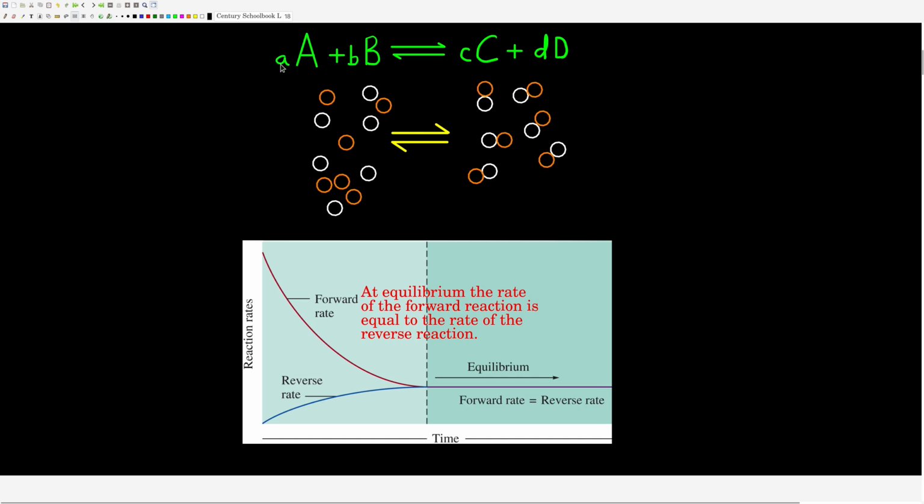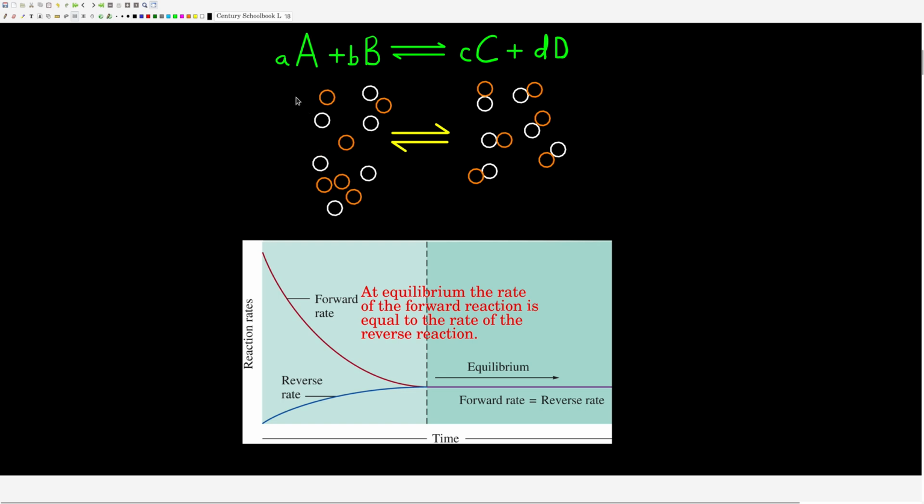Remember the lowercase letters stand for the coefficients and the capital letters stand for the species. So generic equation, aA plus bB, cC plus dD. Now the double arrows mean equilibrium. And what that means is that when the reactants come together to form the product. In this simple reaction, there's only one product, so maybe d would be 0. But over here they're separate, and they're combining and forming these products.